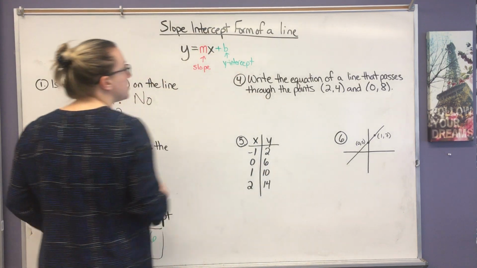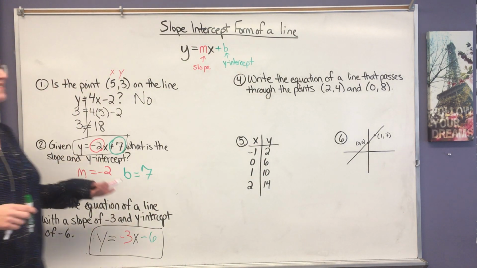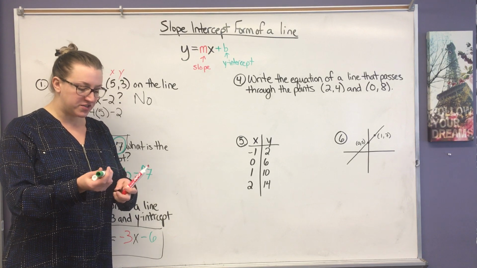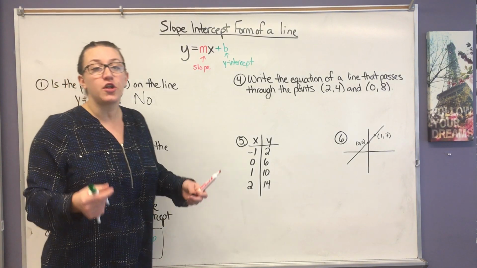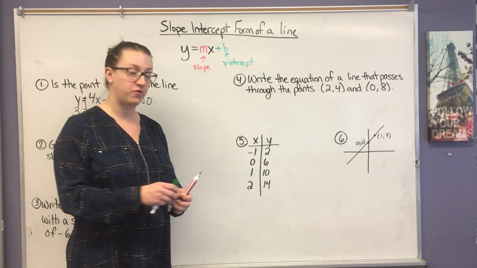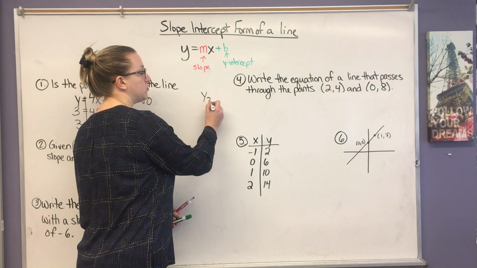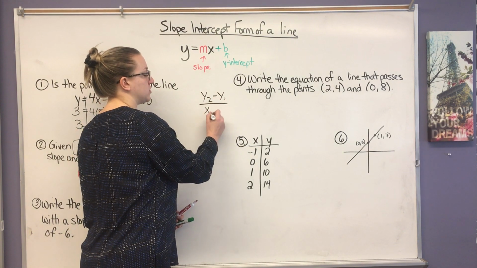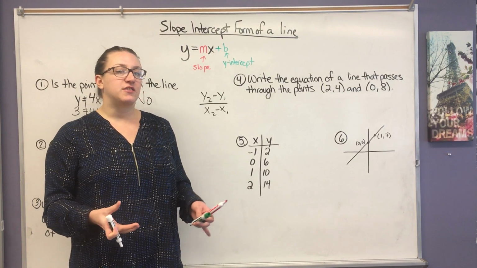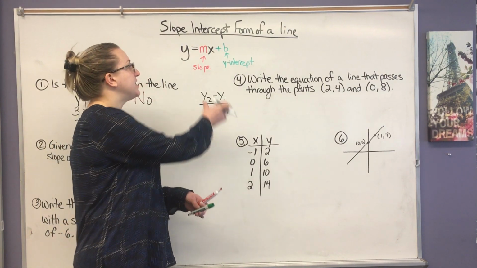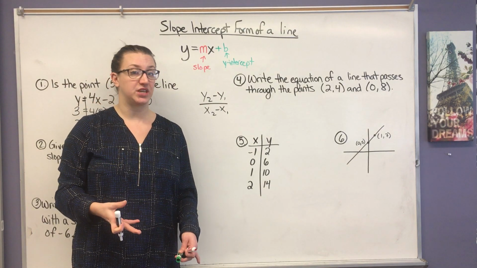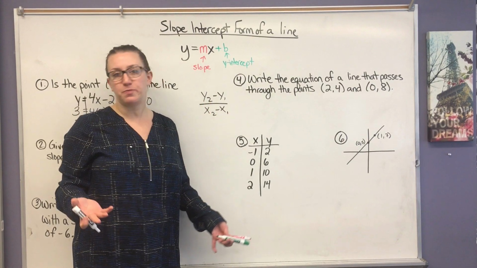The next question: write the equation of a line that passes through the points (2, 4) and (0, 8). So the first thing we need is the slope. We can determine that from the 2 points using the slope formula, which is y2 minus y1 over x2 minus x1. So that's our first step. Then we need to identify the y-intercept. Now, I've decided that using this form of a line is the best option here because I can find the slope between any 2 points.